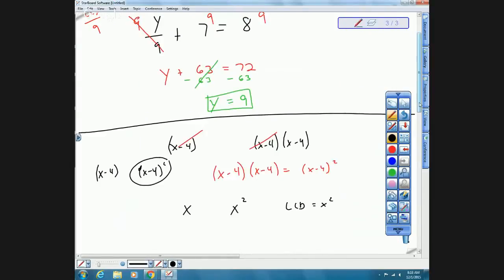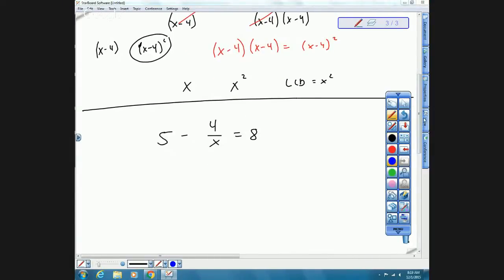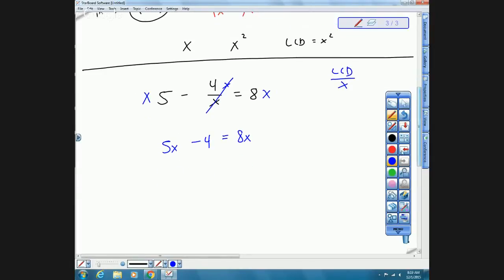All right, so if you have an x on the bottom, it doesn't change anything. We're still just going to multiply by the LCD. So there's only one fraction in here, so we're just going to multiply by x. If I multiply everything in here by x, that cancels out, which is what we want. 5 times x is 5x. 8 times x is 8x. So now we just have a linear equation to solve. Subtract 5x from both sides. You get negative 4 equals 3x. And then divide by 3. So x is negative 4/3.